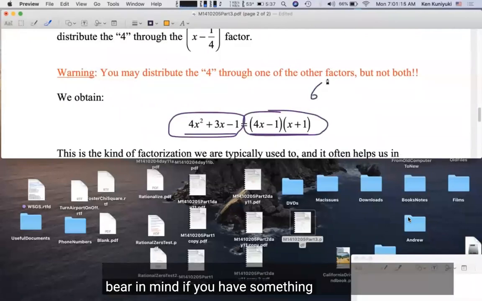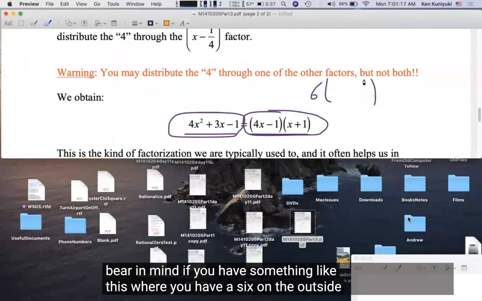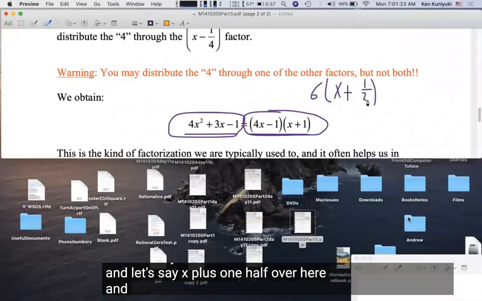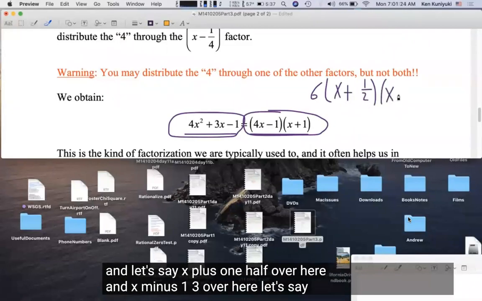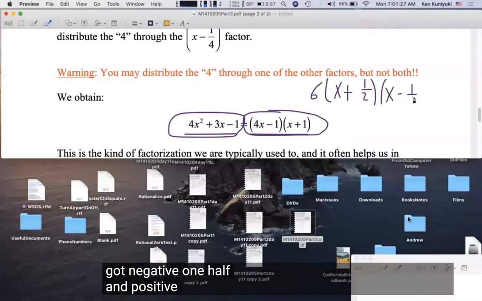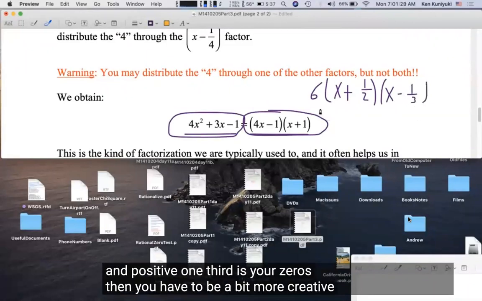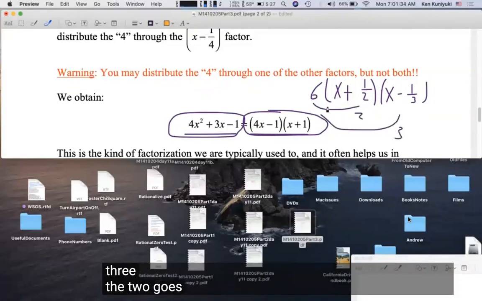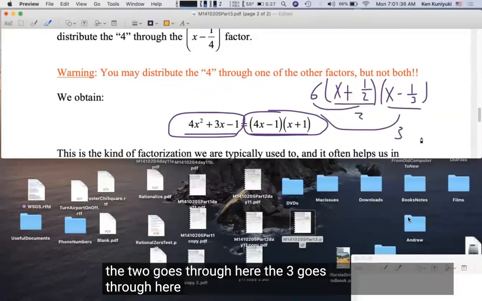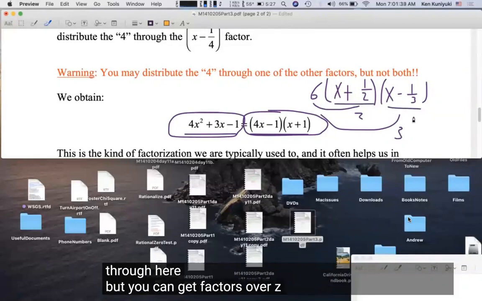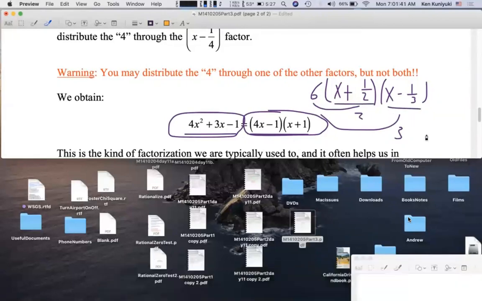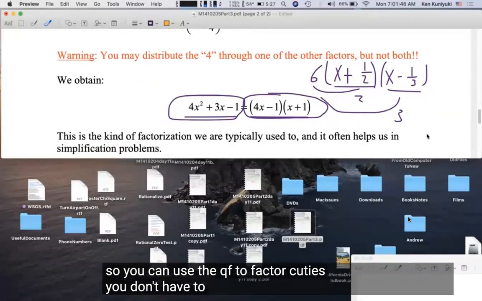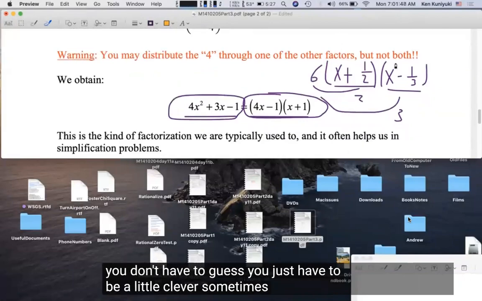Bear in mind, if you have something like this, where if you have a 6 on the outside, and let's say x plus 1/2 over here, and x minus 1/3 over here, let's say you got negative 1/2 and positive 1/3 as your zeros, then you have to be a bit more creative. Then you can split the 6 as 2 times 3. The 2 goes through here, the 3 goes through here. But you can get factors over Z. So you can use the QF to factor QDs. You don't have to guess. You just have to be a little clever sometimes.